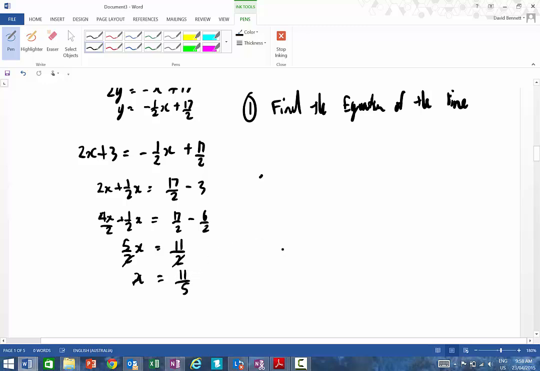So the point that we're going to have there is going to be when x is equal to 11 on 5. And I need to find the y coordinate. So what I have to do is substitute that point into one of the equations. So I might as well do it into the first equation because that would be easier.